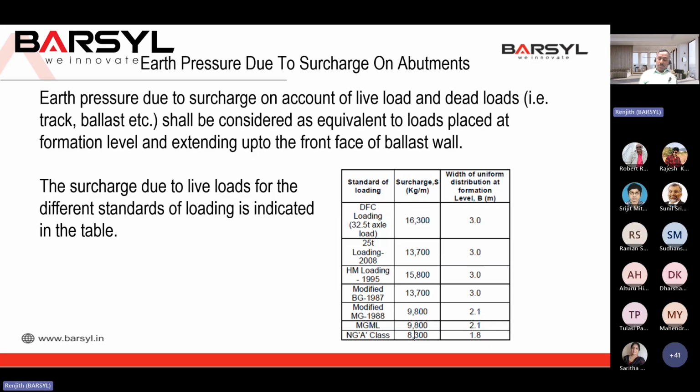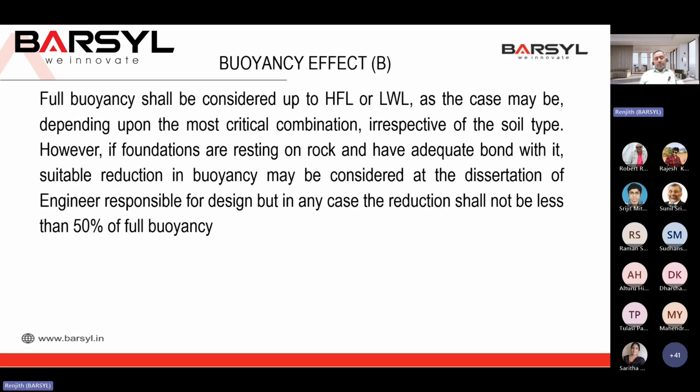Surcharge has two types. One is dead load due to the ballast and sleeper and all. It is permanently acting on top of the fill of the abutment, that is dead load surcharge. And when a train is passing, there is a live load. In addition to the earth pressure, a live load surcharge is acting on top of the structure. That is called the live load surcharge. Dead load surcharge and live load surcharge we have to add. Additionally, we have to apply them on the model or take them into consideration for the analysis. That is surcharge.